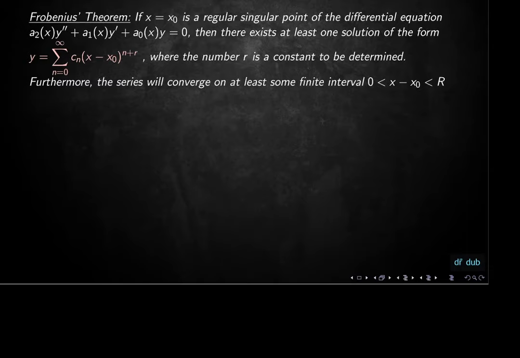This is Frobenius' theorem. It tells us how to find a series solution around a regular singular point. Frobenius' theorem says if x equals x0 is a regular singular point of the differential equation a2(x) y'' plus a1(x) y' plus a0(x) y equals 0, then there exists at least one solution of the form y equals the summation from n equals 0 to infinity of cn (x minus x0) to the n plus r, where the number r is a constant to be determined. Furthermore, the series will converge on at least some non-zero finite interval of convergence. Possibly infinite, but most likely it's finite because we have singular points.